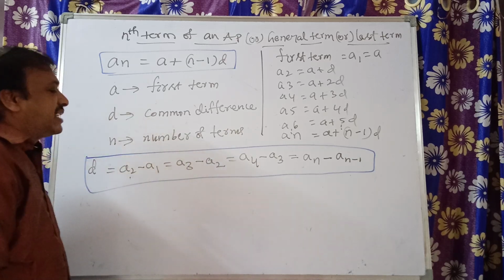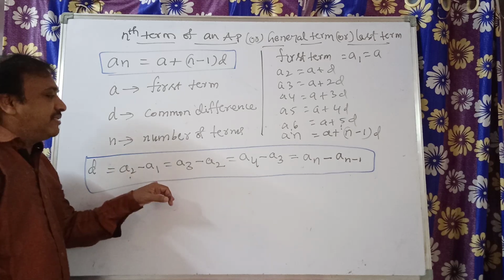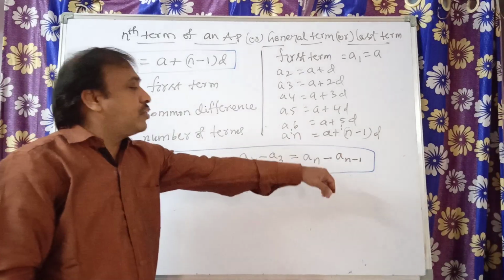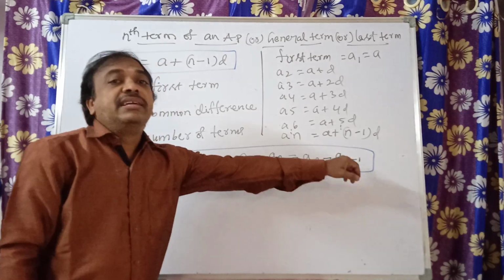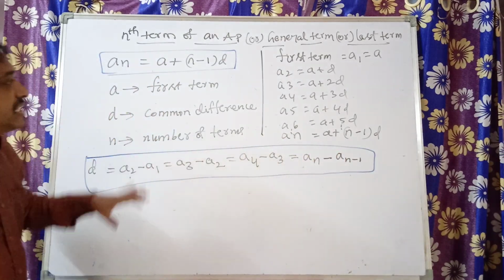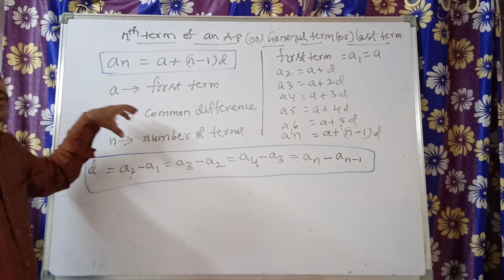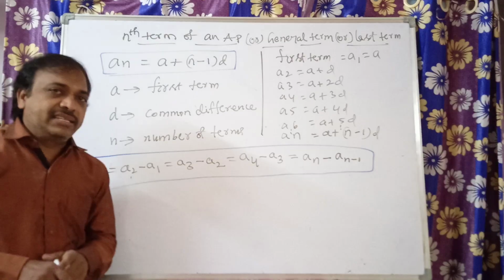The common difference is denoted by d: a2 minus a1, which is equal to a3 minus a2, which is equal to a4 minus a3, and so on, which is equal to an minus an minus 1. This is how we get the common difference. Now we see how to use this formula in the second exercise.